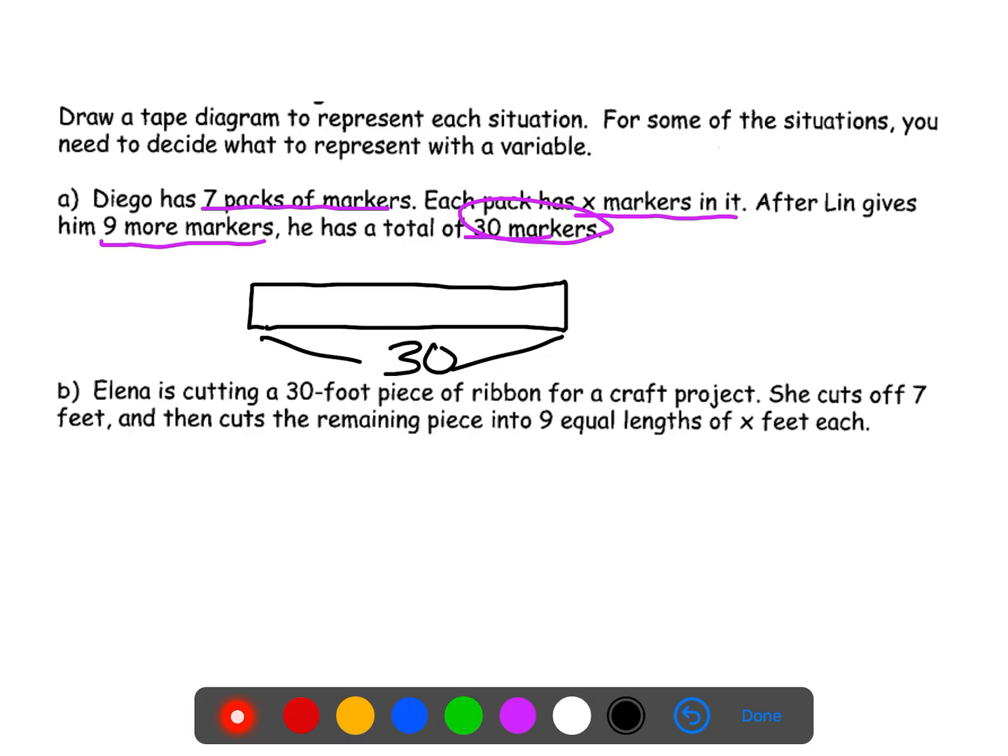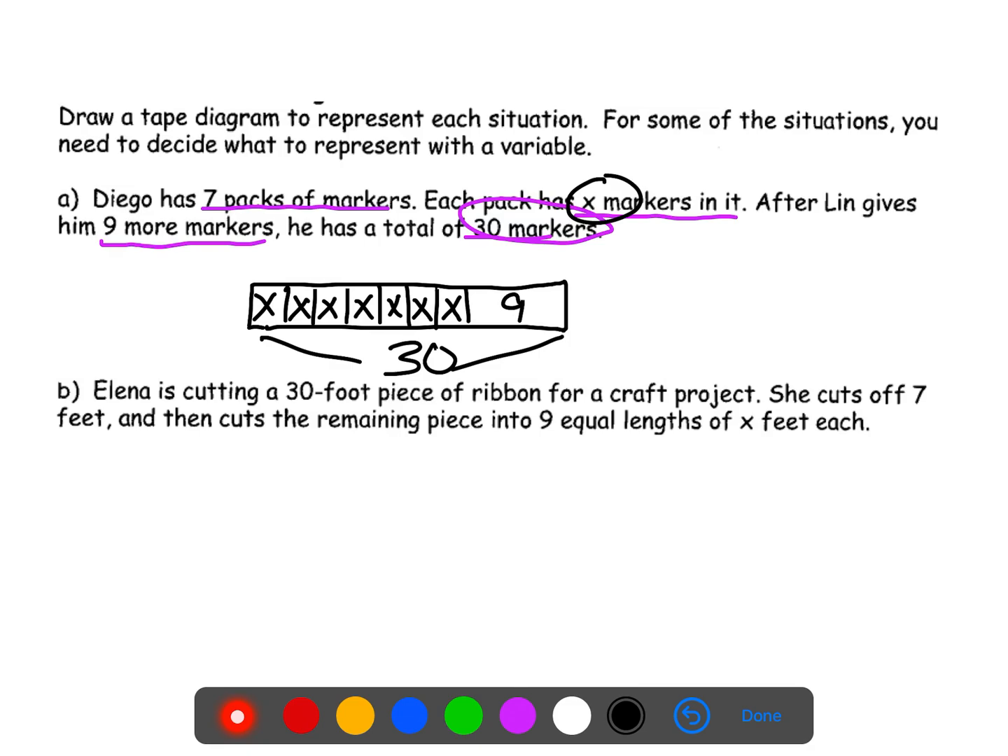And then I just need to figure out how to divide it up. So he has 7 packs of markers. Each has an unknown amount, an X amount in it, and then Lynn gives him 9 more. So we need our 7 packs of markers. 1, 2, 3, 4, 5, 6, 7. They each have X markers in them. And Lynn gives him 9 more. All right, that would represent our situation there. And that's all we have to do for this part of the activity.